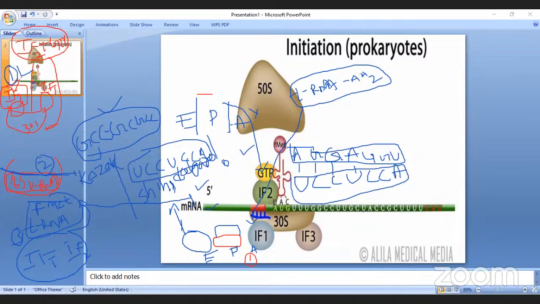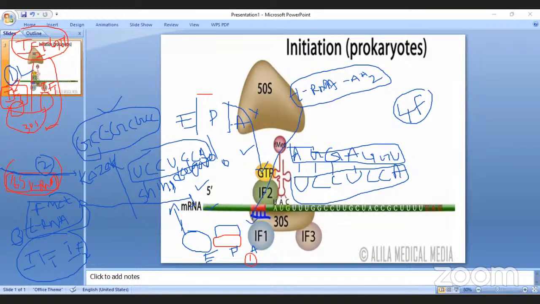For initiation, different types of factors are involved. Instead of IF1, IF3, here 4F factors are involved in eukaryotes: initiation factor 4F, initiation factor 4E, initiation factor 4A. Like this, a number of initiation factors are involved.